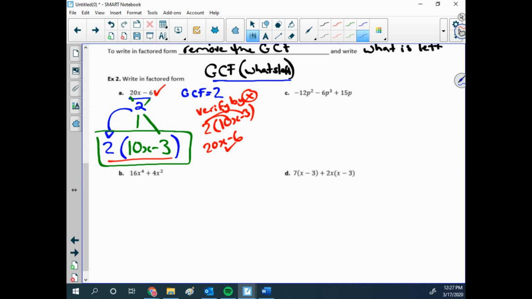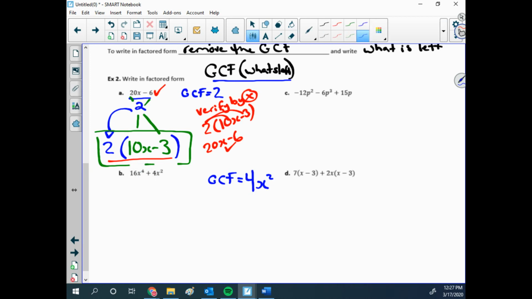So I'm going to start by trying to identify the greatest common factor. So the greatest common factor between 16x to the 4 and 4x squared. So I'll start off with the coefficients. Well, what's the greatest common factor between 16 and 4? Numerically, that's going to be 4. Between x to the 4 and x squared, what could I remove evenly from each of those? Well, there's 4 x's here and 2 x's here. I could remove 2 x's evenly out of both of those terms.